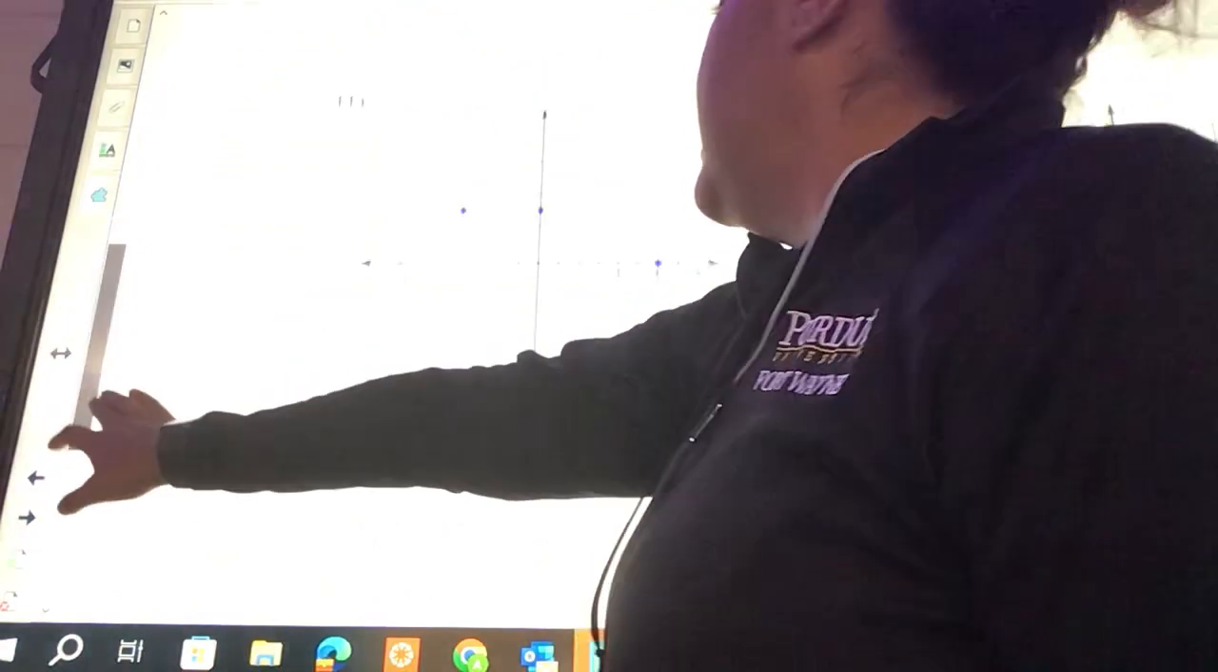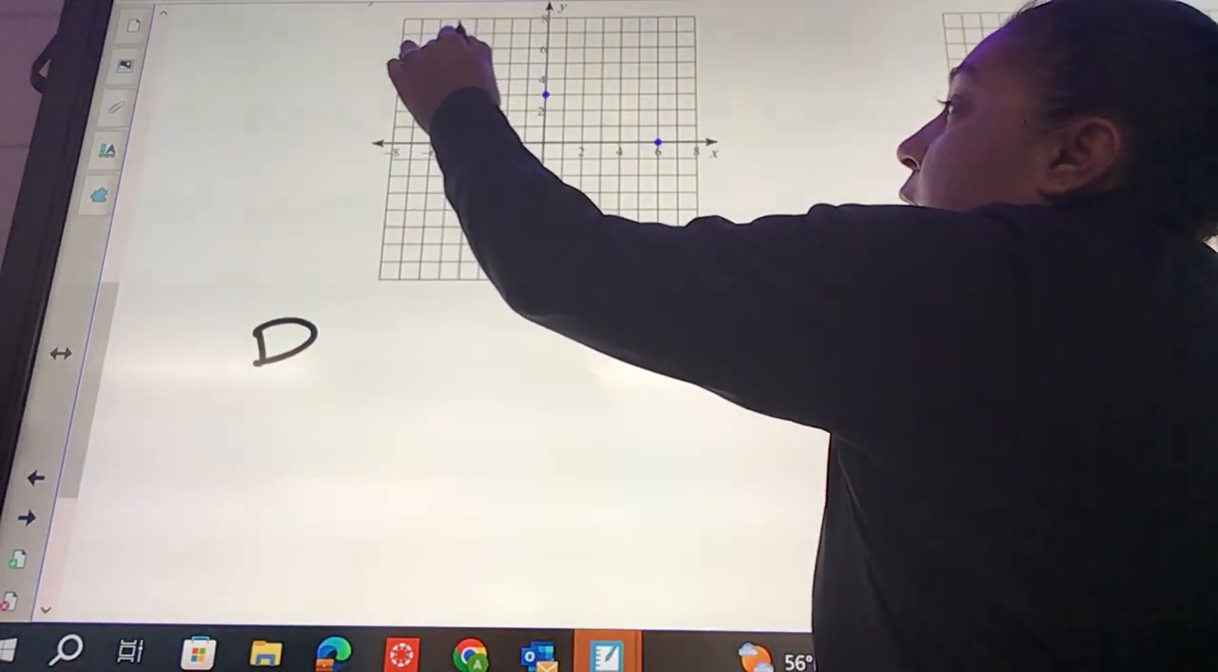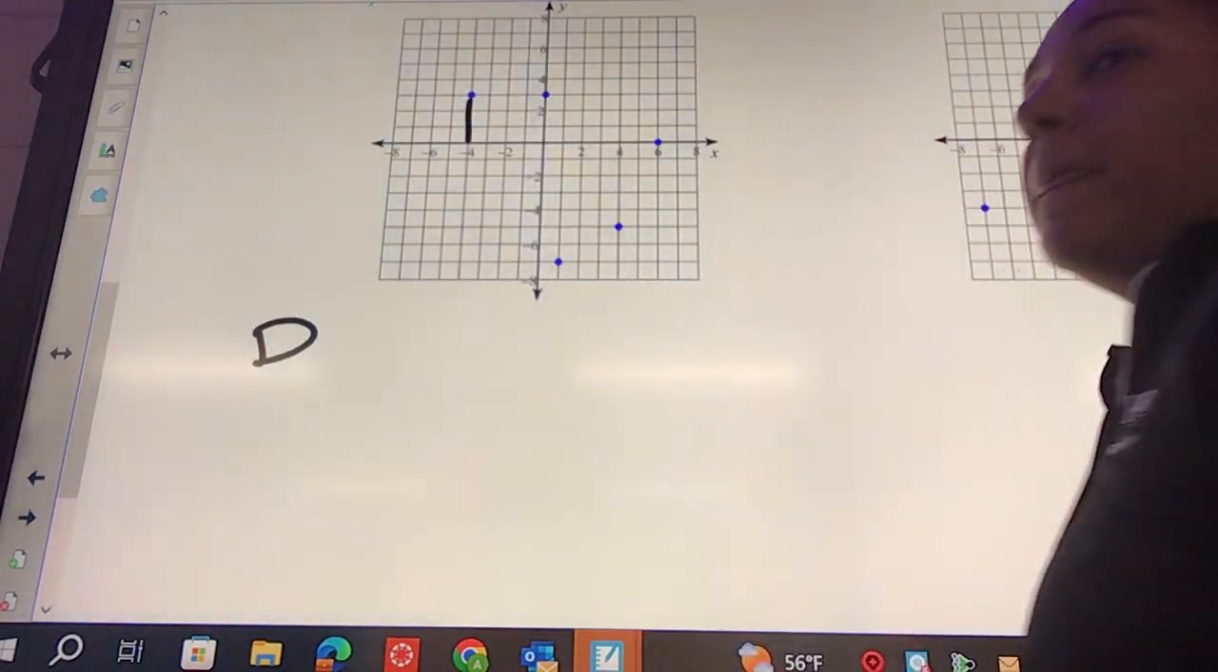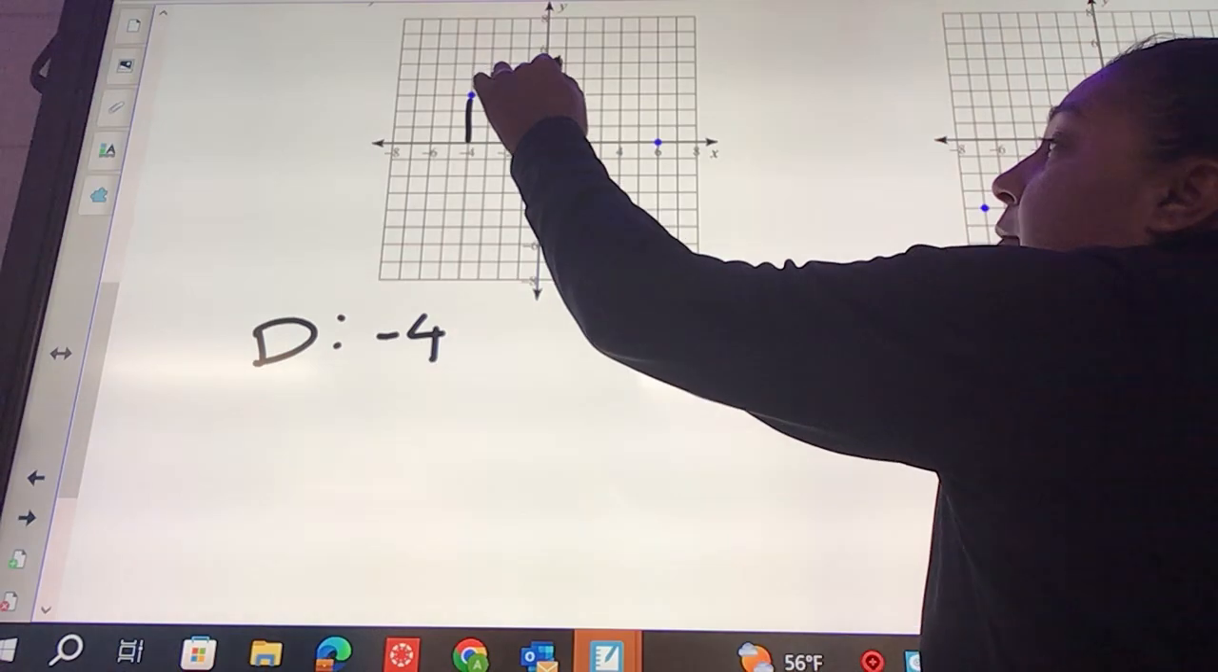Okay, if we're looking at 11, start with the domain. So we're gonna look up and down. Okay, what's this one at? -4. What's this one at?